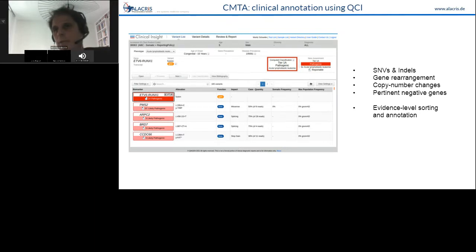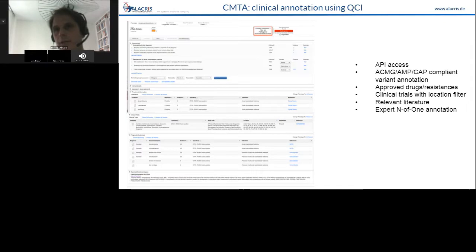That's the typical result that you get once the sample is uploaded. So you have an evidence level sorting. At top, you have a really tier 1 finding, ETV6 RUNX1 fusion, and then this is mapped to the actual disease, in this case acute lymphoblastic leukemia, and you get some functional annotation like gain or loss for those variants.